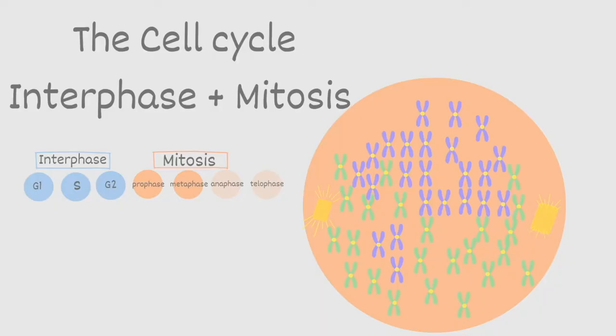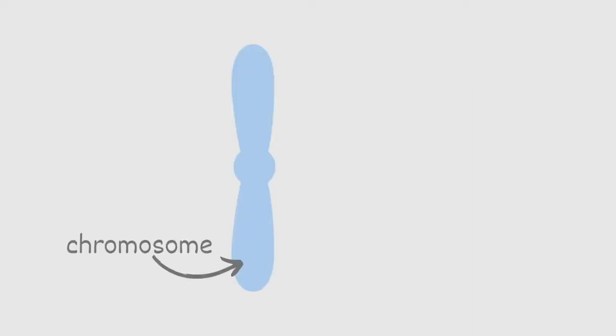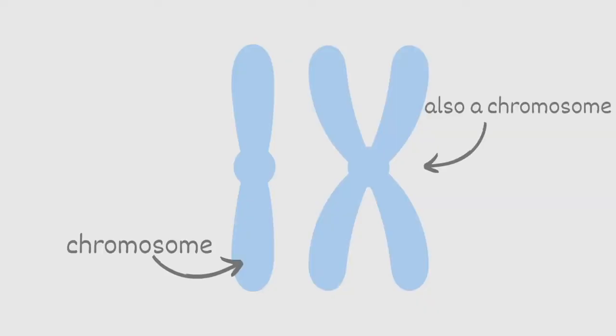Before we begin, I want to make sure everyone has a solid understanding of what a chromosome and a chromatid are. Here we have a chromosome. And here we also have a chromosome. You see, chromosomes can come in different shapes and commonly are seen like these two here.